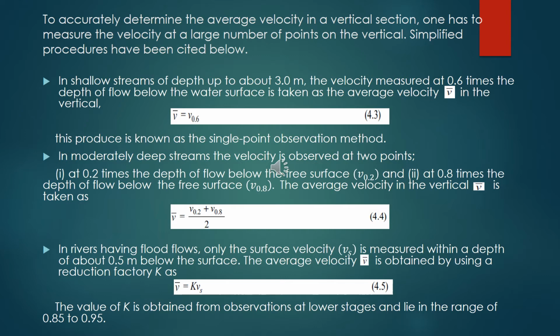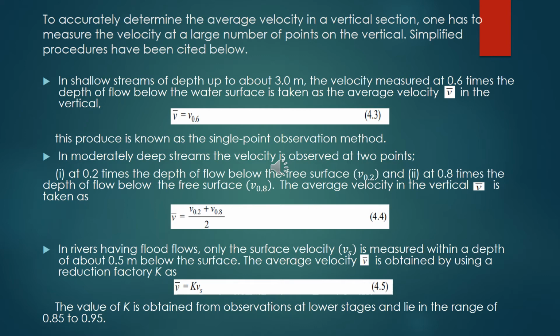In shallow streams of depth up to about 3.0 meters, the velocity measured at 0.6 times the depth of flow below the water surface is taken as the average velocity in the vertical. Average velocity is equal to v_0.6. This procedure is known as the single point observation method.